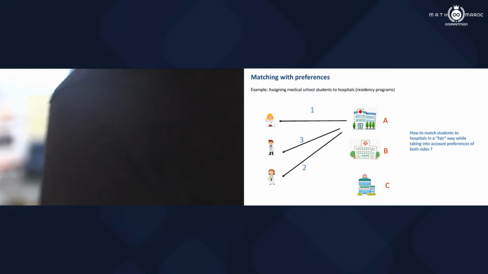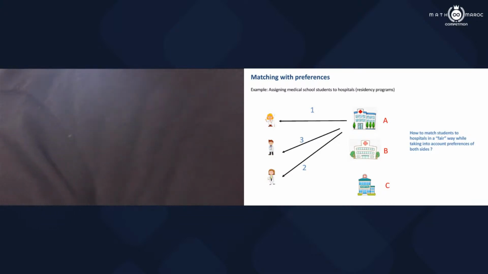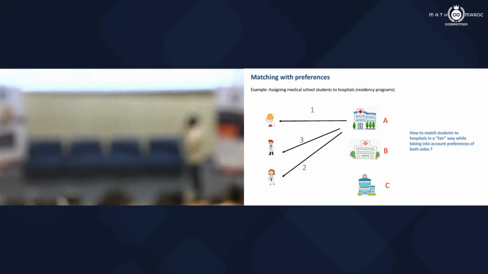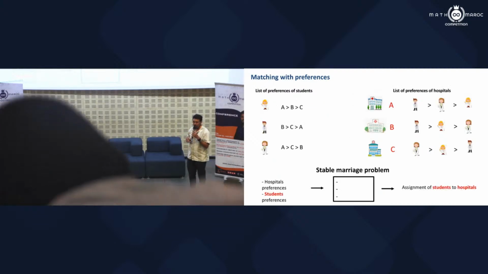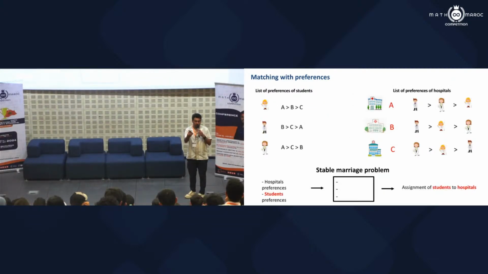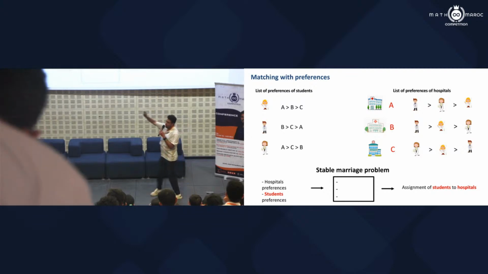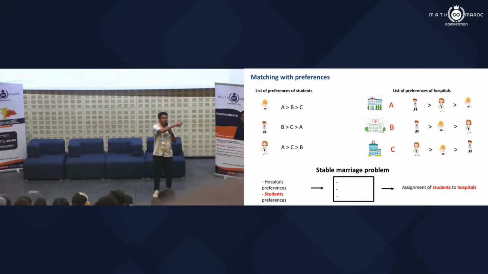So we need an algorithm to solve this problem. This problem is also called the stable marriage problem, okay? Why marriage? Because another application that you can read in textbooks is that you can think about having men on one side and women on the other side. Each man has a preference list over women and vice versa. Each woman has a preference list over men. And you need to give a matching.